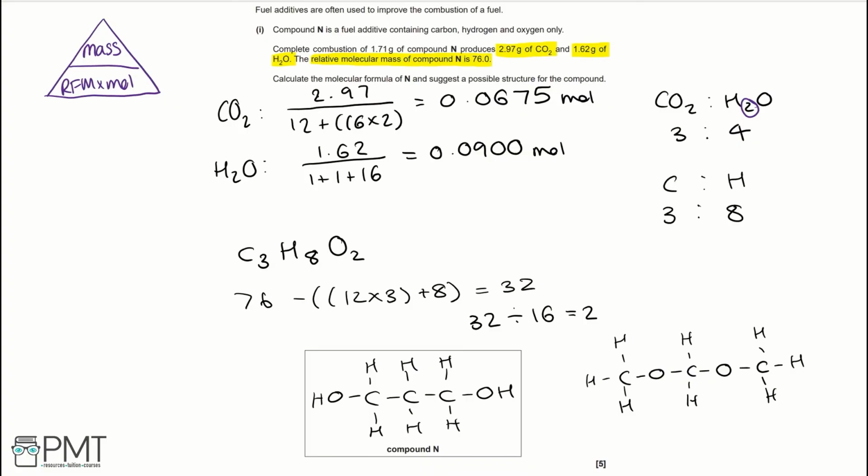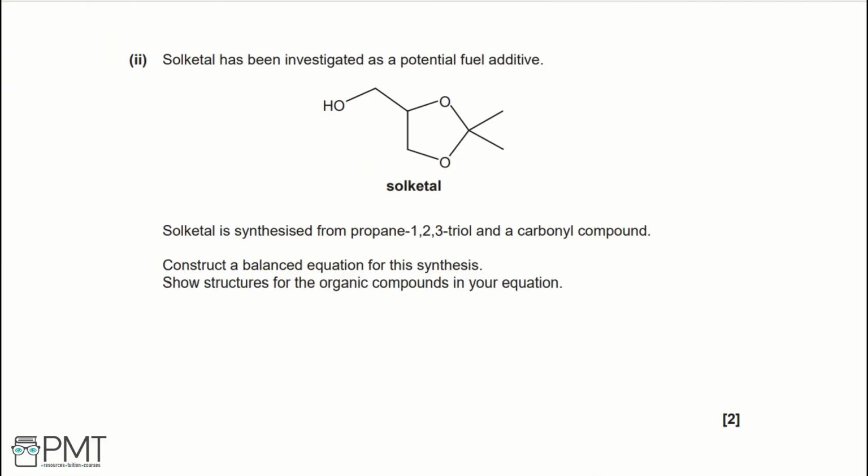Part 2. Sulcitol has been investigated as a potential fuel additive. Sulcitol is synthesized from propane 1,2,3 triol and a carbonyl compound. Construct a balanced equation for this synthesis. Show structures for the organic compounds in your equation.